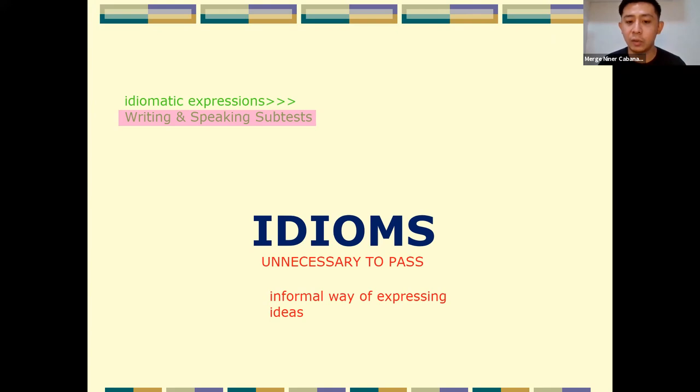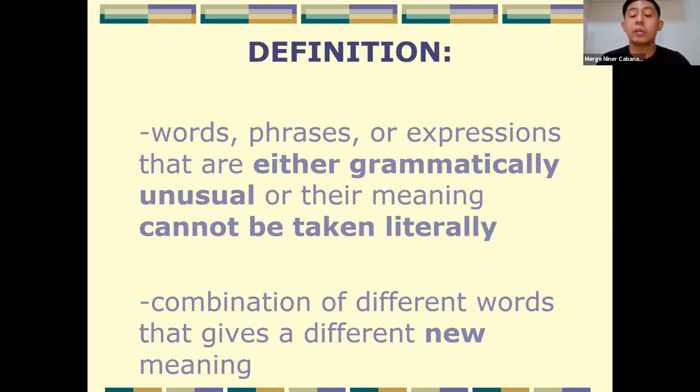Okay, so let us learn more about idioms. What idioms are and how can we understand them better? So idioms are, by definition, words, phrases, or expressions that are either grammatically unusual or their meaning cannot be taken literally. Because if you take the meaning literally, you're not going to get the logic out of it. So it's a bit illogical for these words to be put together. But since it has been used in the language for many centuries now, it just got stuck. So idioms, again, are a combination of different words that give a new meaning.